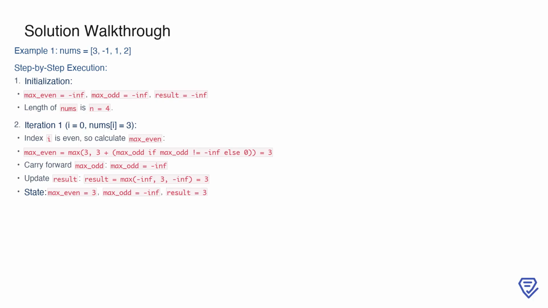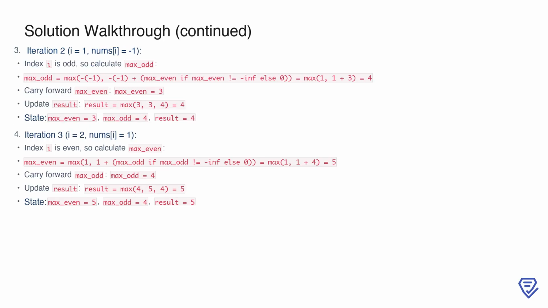Max_odd remains unchanged, and the result is updated to the maximum of its current value, max_even, and max_odd, which gives us a result of 3. At this stage, our state is max_even equals 3, max_odd equals -infinity, and result equals 3.